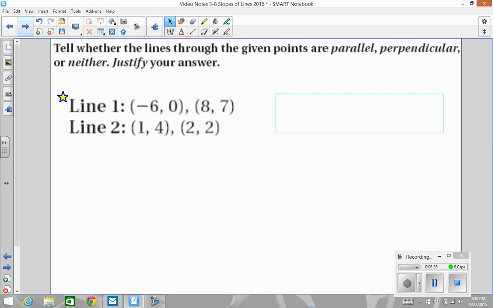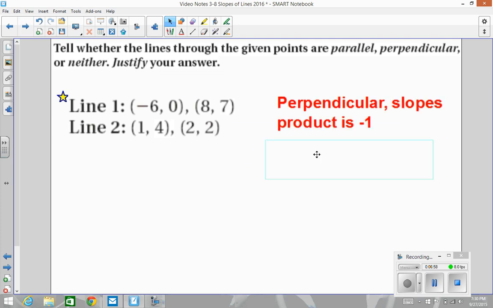All right, here's another practice problem. Pause video, find the slope of each line. Once you've found the slope of each line, compare them and see whether they're parallel, perpendicular, or neither. Okay, so you should have all the slope work done. If you take those two slopes together and look at them, they're not the same, and if you multiply them together, you do get a product of -1, so therefore those two lines are perpendicular.